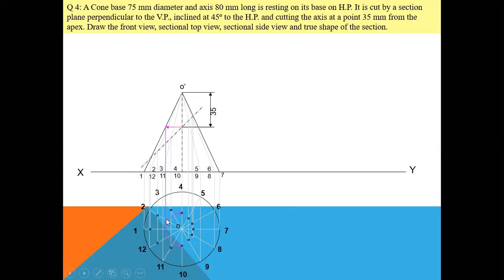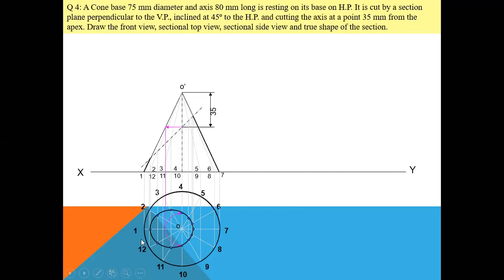Now, if you join these points properly, you will get a compressed circle kind of thing. And this compressed circle is your sectional top view for this question. Clear? Any doubt how I am getting the sectional top view? Very simple. If you have understood question number 1, this question is exactly the same, only your object is changing. Fine.